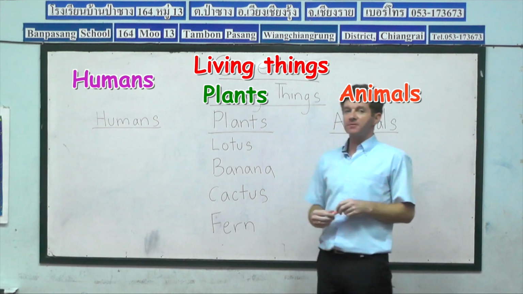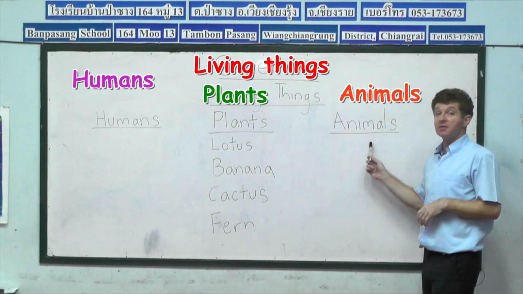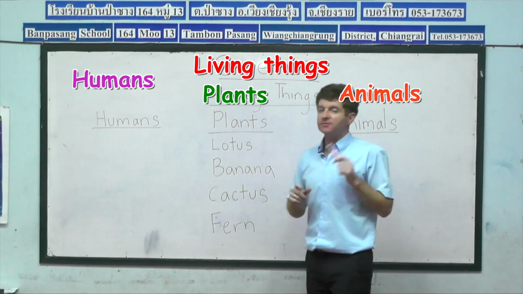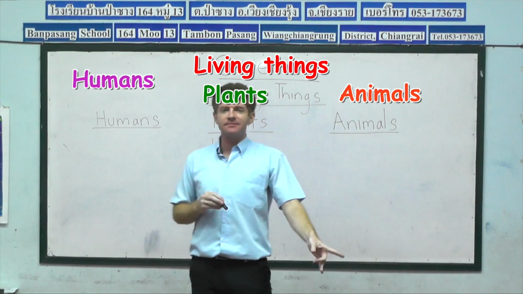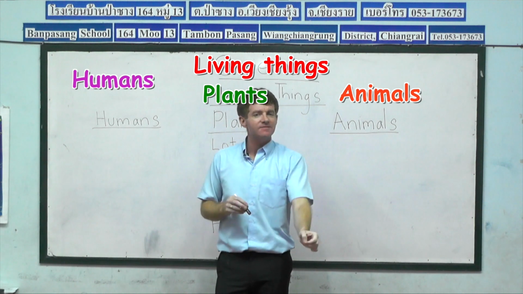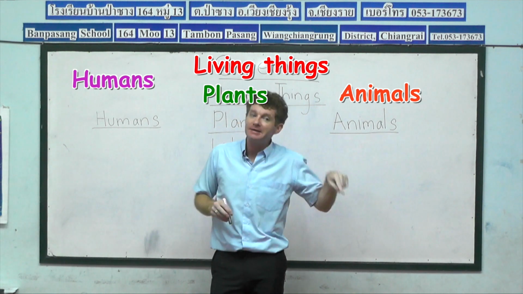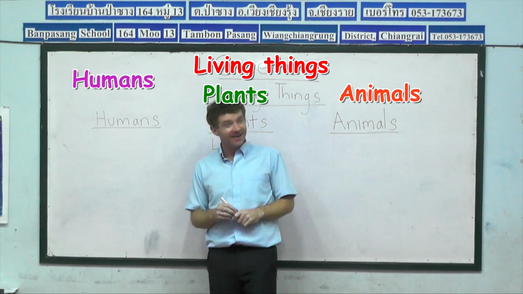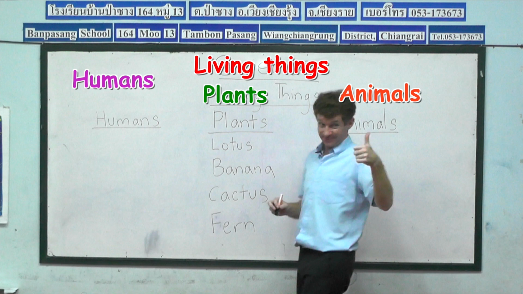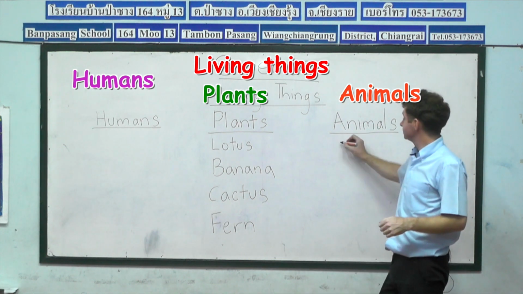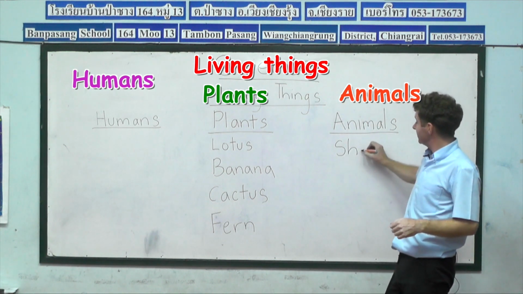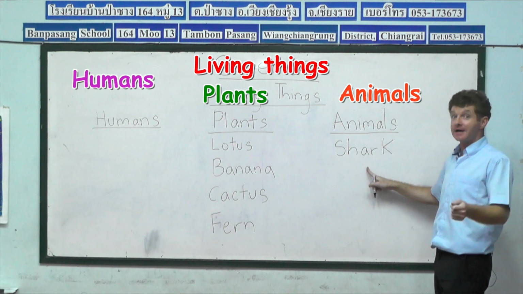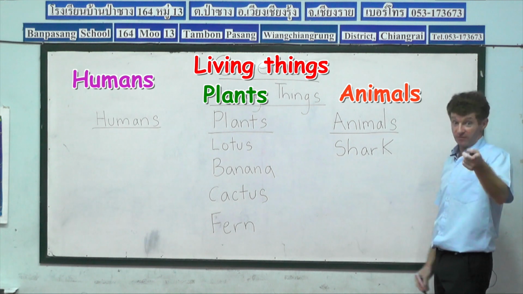Well done, well remembered. And now we're looking at the group of living things called animals. Yes. Now let's think. Animals live in different places. So let's see who can give me an example of an animal that lives in the sea. Lion in the sea. Shark. Okay. How do we spell shark? S-H-A-R-K. Shark is an excellent example of sea animal or fish.